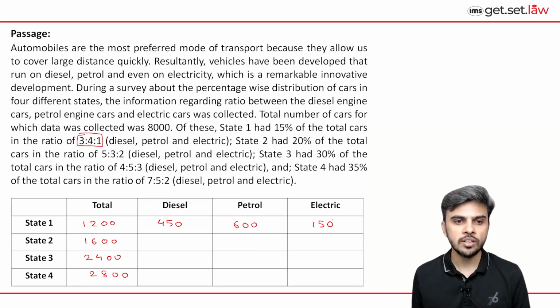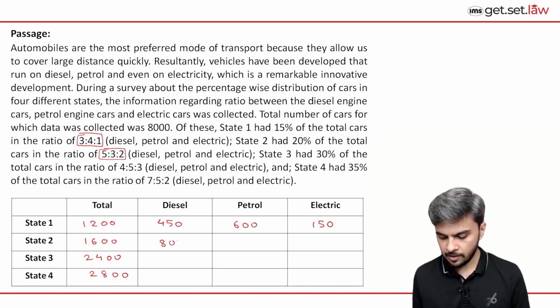For state 2, this ratio is 5:3:2. So 5 plus 3, 8, 8 plus 2, 10. 1600 divided by 10 is 160. So value of 1 part is 160. 160 into 5 is 800. 160 into 3 is 480. And 160 into 2 is 320.